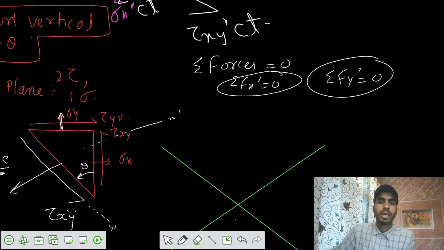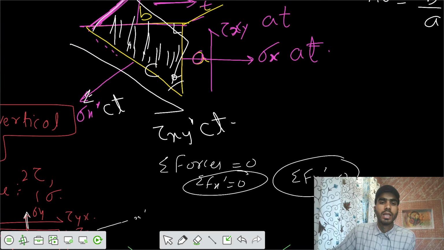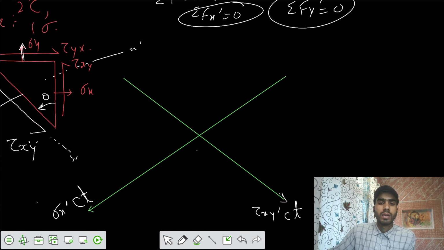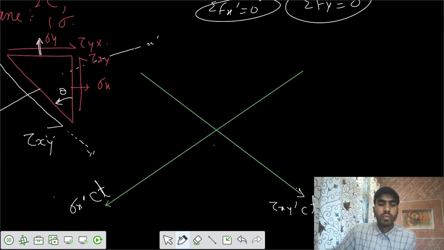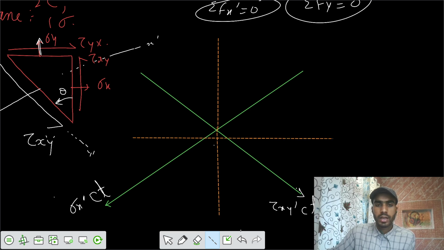Is it okay? Tau xy dash C into T. Then we have 2 more directions. One is x and y. So if I write them by dashed line, let's say this is y direction and this is x direction.